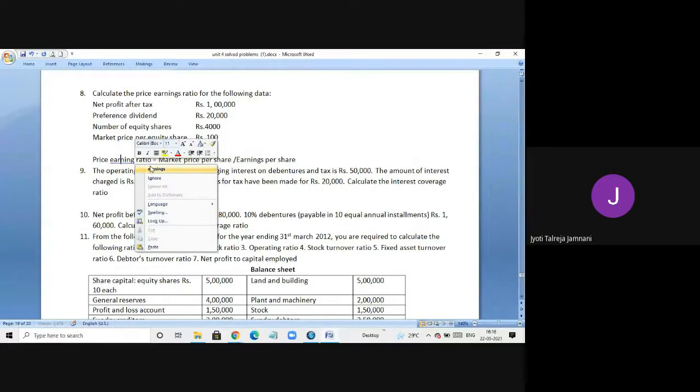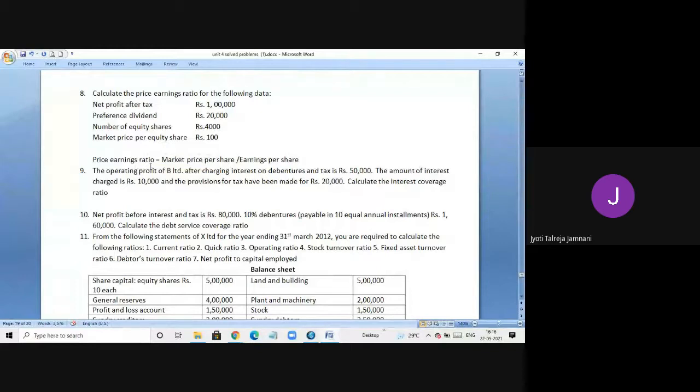So here we are trying to find out what the market price is as compared to the earning per share, and the price earning ratio, whatever answer we get, will be basically in times. So I'm trying to find out how many times higher the market price per share is as compared to earning per share. If my earning per share is 2 rupees and my market price is 10 rupees, then my market price is 5 times the earning per share. So the higher the PE ratio, the better, because as the company's earnings increase by that many times, the market price will also increase.